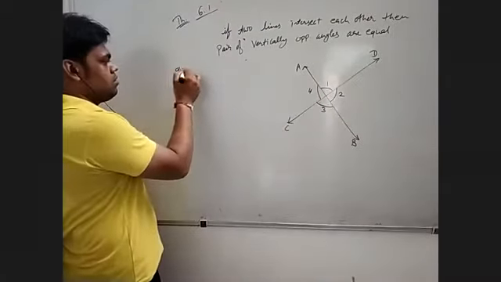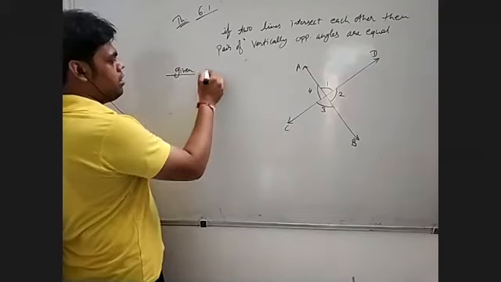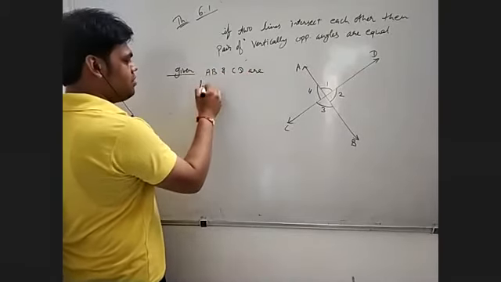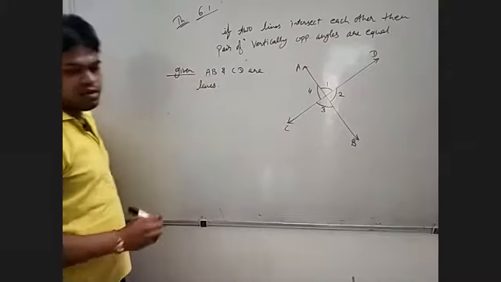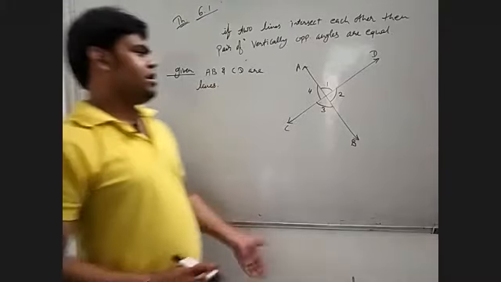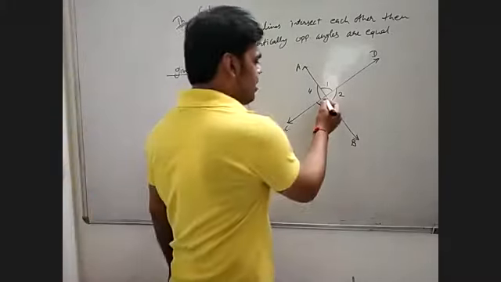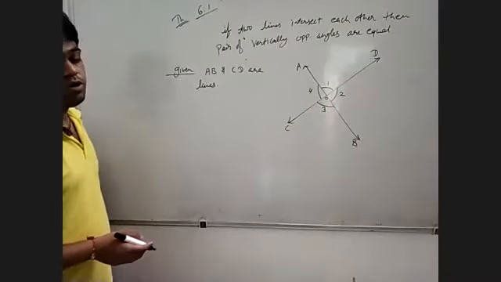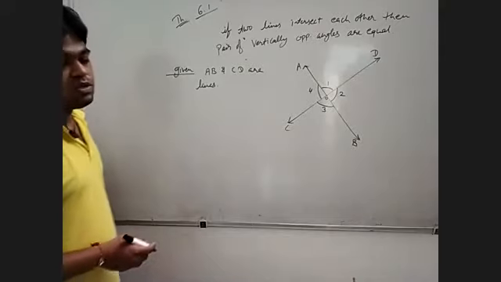Given: AB and CD are lines. What is the meaning of this? That we are using lines here. Because of lines, we can take it's a straight line and it will be a 180 degree angle. Angle AOB equals to 180 and angle COD is also equals to 180 degree. We can use this property here.